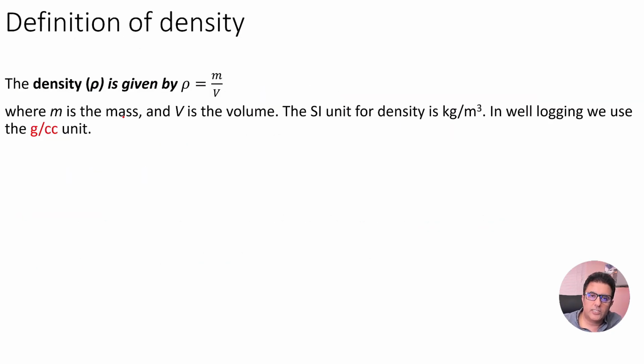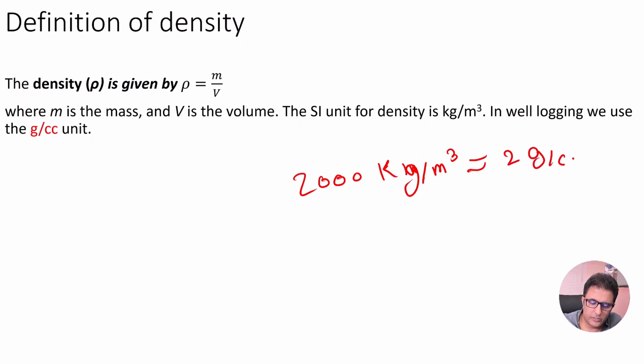You're familiar with the concept of density, and density is mass over volume. In SI, the unit is kilogram per cubic meter, but in well logging, we use the unit gram per cubic centimeter. In other words, for example, 2000 kilograms per cubic meter is equal to 2 grams per cubic centimeter.